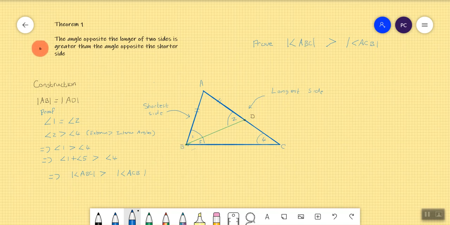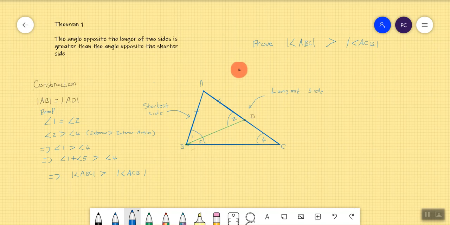So all you're saying is that the angle opposite the longer of two sides, so this is the longest side, A to C, is bigger than the angle opposite the shortest side. So this is the shortest side, and this is the angle opposite the shortest side. So what we're saying is that this angle in here, made up of angle 1 and angle 5, is bigger than angle 4. And that's what this theorem is basically proving, and we're just going through it in a logical fashion.